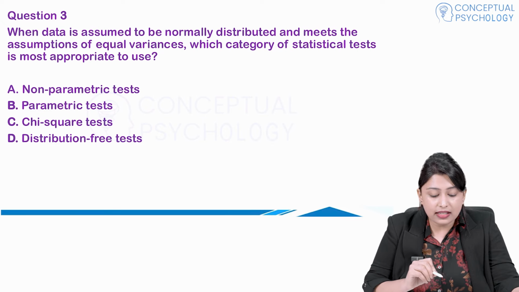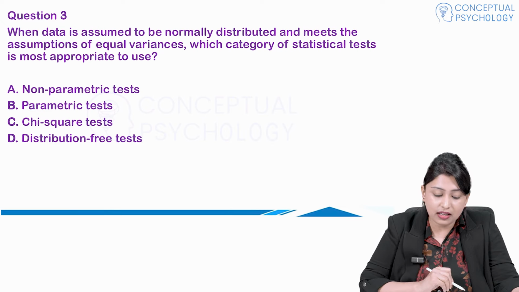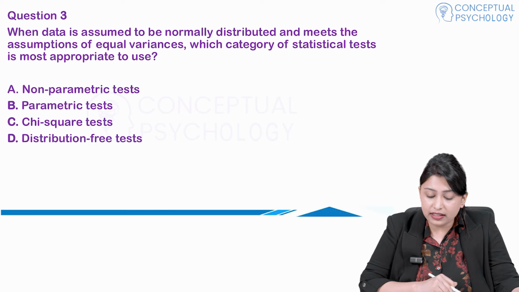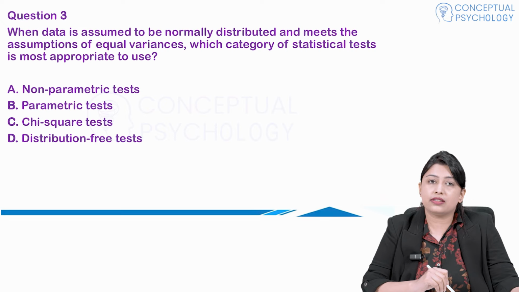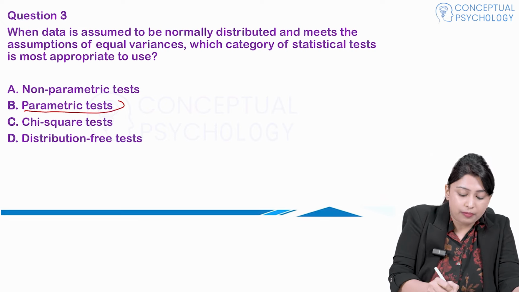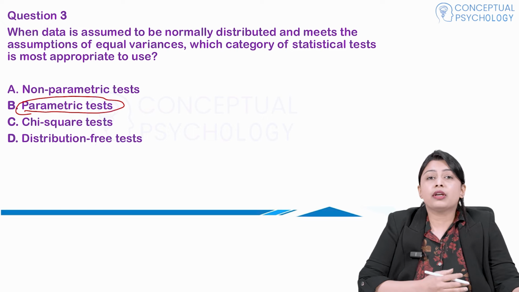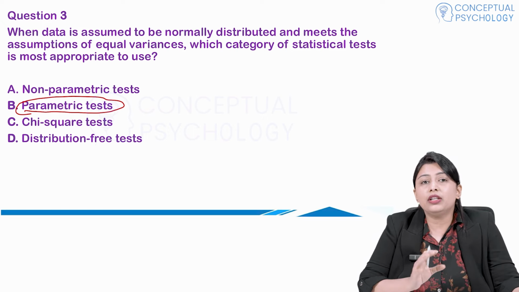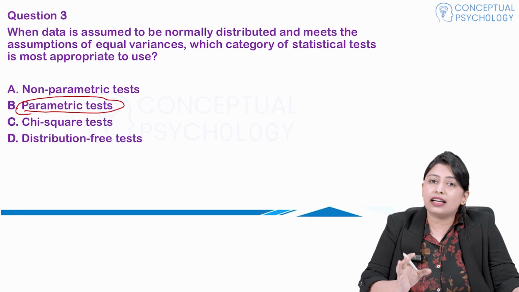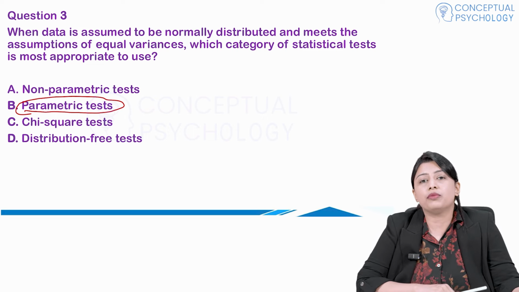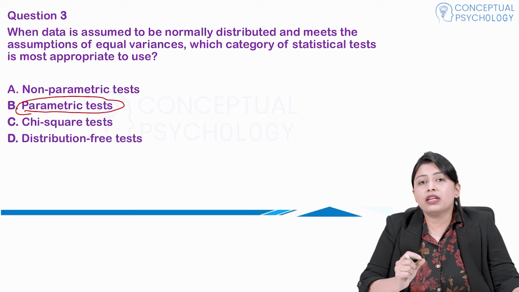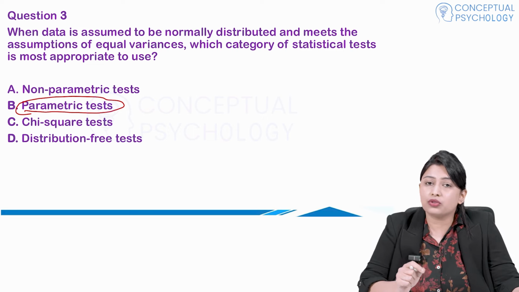Here, when data is assumed to be normally distributed and meets the assumptions of equal variances, which category of statistical tests is most appropriate to use? First is non-parametric test, second is parametric test, then the chi-square test, and last the distribution-free tests. So here the correct answer would be parametric tests. Why? Because parametric tests are used when data is assumed to be normally distributed and it meets certain statistical assumptions, which include normality, homogeneity of variance and independence of observations. These tests make specific assumptions about the population parameters and the distribution of the data.